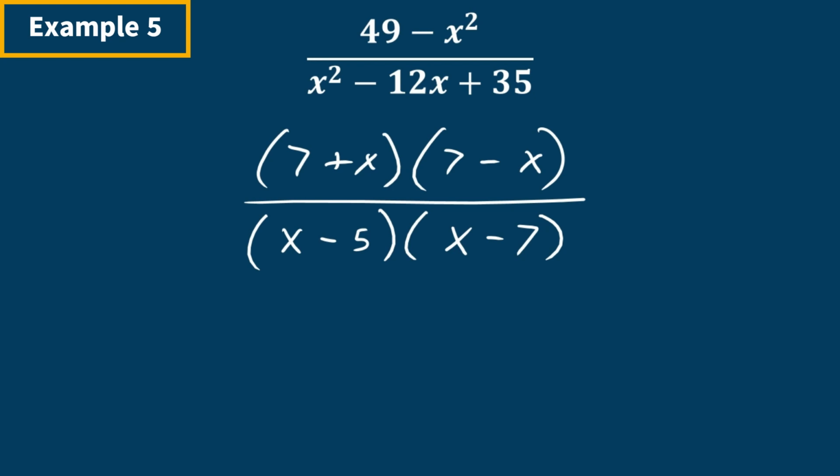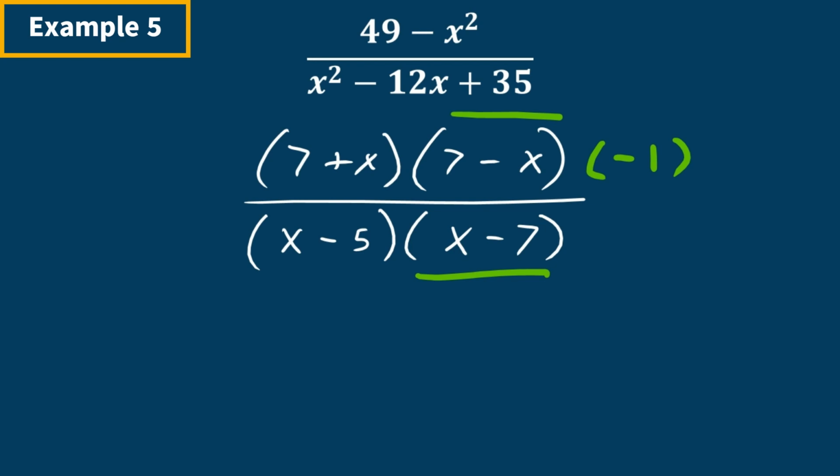Now what we want to do is try to cancel. As we're looking at the numerator and the denominator, nothing is the same, but we can see here that this one is kind of close to this one up here. It's just flipped, right? You see how the x is negative in the numerator and x is positive in the denominator, and then 7 is positive in the numerator but negative in the denominator. So what we can do is we can actually factor out a negative 1 from the numerator one.